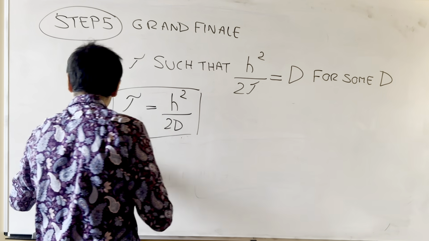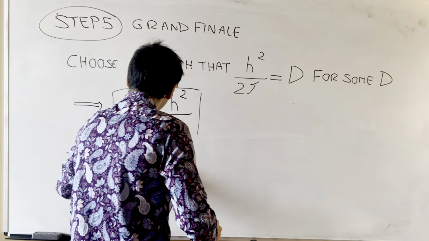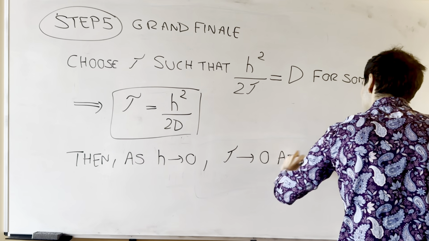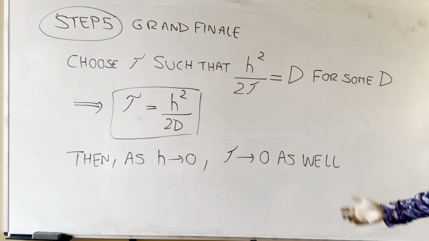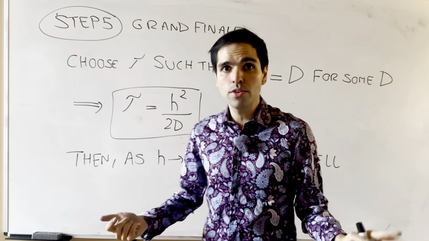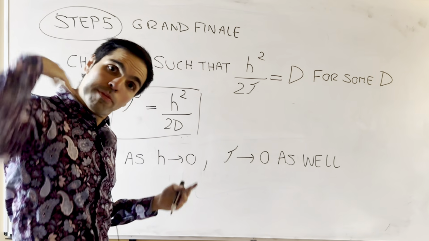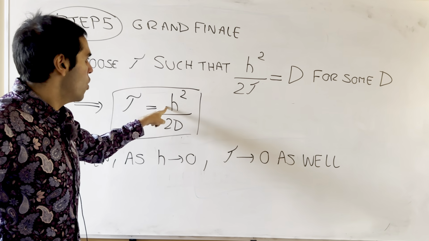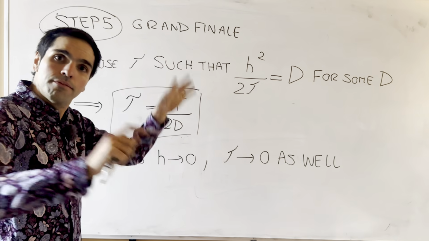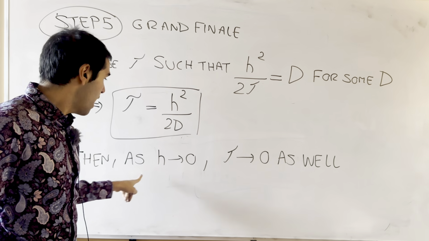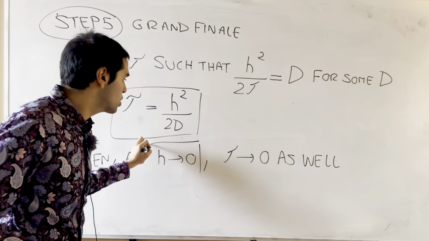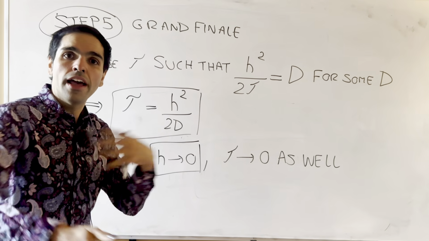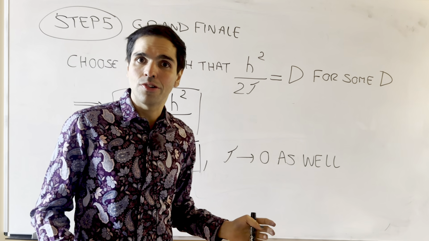As h goes to 0, tau goes to 0 as well. So, strictly speaking, what you would have to do is repeat the proof from the very beginning, and you would say, let h be small and tau be h squared over 2D. Then everything is in terms of h, and in the end, you would just let h go to 0. Because as h goes to 0, tau will go to 0, and everything else in our equation is still true.